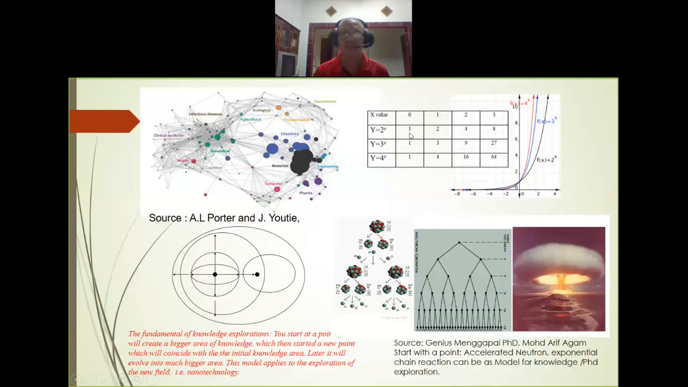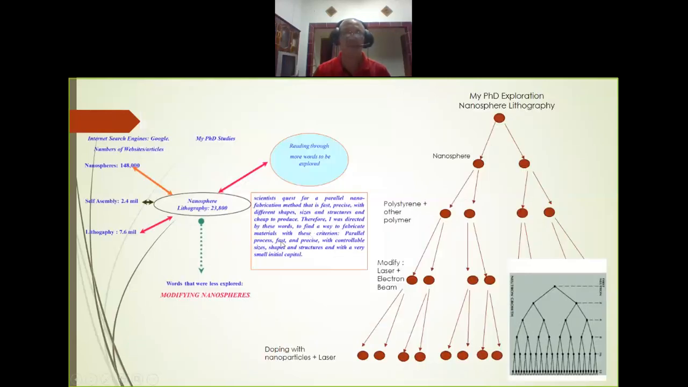One guy needs to at least influence two other guys, and that is the simplest form of the formula. And it can also be used for your PhD. So you have one point, you go and find two other points. Therefore, in my PhD study, I started with one point or one keyword. Meaning the point can be established as your keyword. So you look at it. I started with nanosphere lithography.